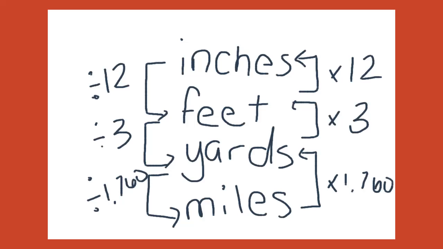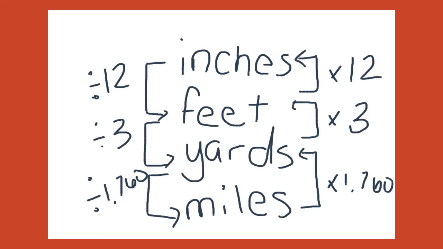So, there are 6 feet in 72 inches. But wait, I wanted yards. I've got to go down one more time. So, I have 6 feet, and I see if I go down to yards, I've got to divide by 3. 6 divided by 3 gives me 2. So, there are 2 yards in 72 inches.